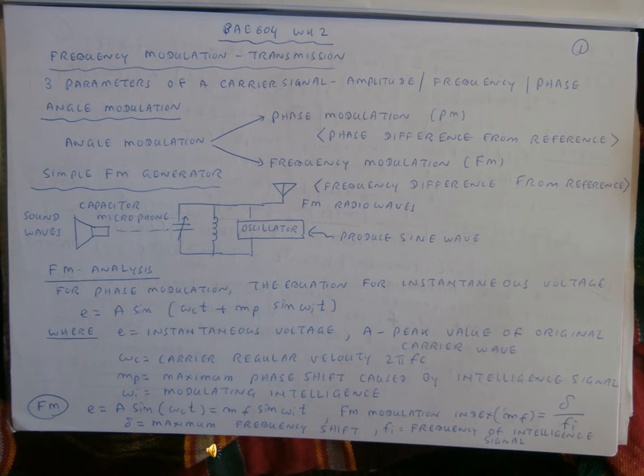For phase modulation, the instantaneous voltage changes e = A sin(ωc t + mp sin ωi t), where A is the carrier amplitude, ωc is the carrier waveform, and ωi is the intelligence signal that modulates the carrier. The frequency modulated waveform is e = A sin(ωc t + mf sin ωi t). The FM swing, the frequency modulation index mf, is delta divided by fi, where delta is the maximum frequency shift and fi is the intelligence frequency.